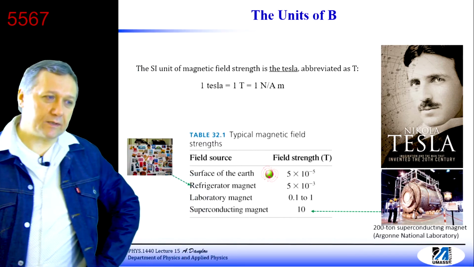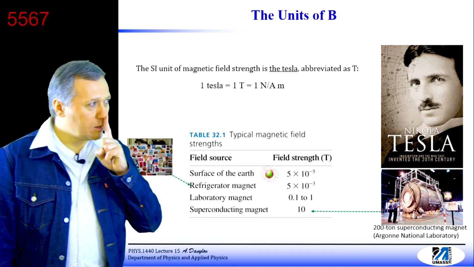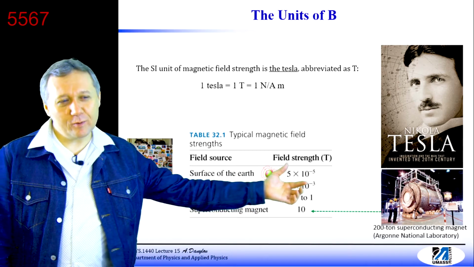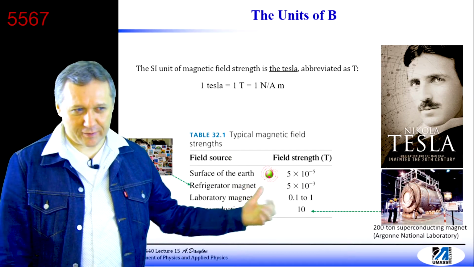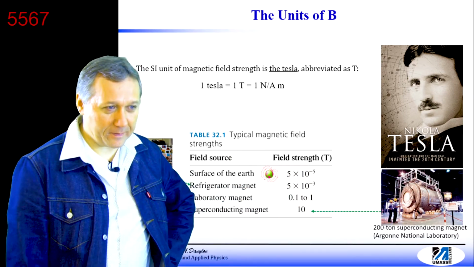You see, 1 tesla is a strong magnetic field. That's why in the previous recitation class, we found a few magnetic fields, and they were on the order of the magnetic field on the surface of the Earth. Every time we had some constant times 10 to the power negative 5.